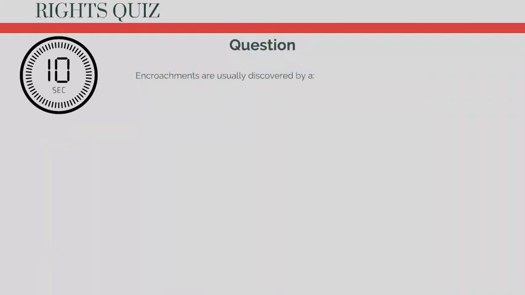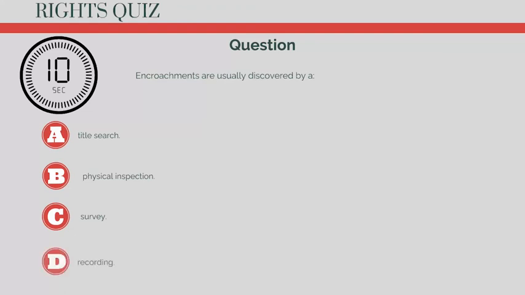Encroachments are usually discovered by A, title search, B, physical inspection, C, survey, or D, recording. The correct answer is survey, C.